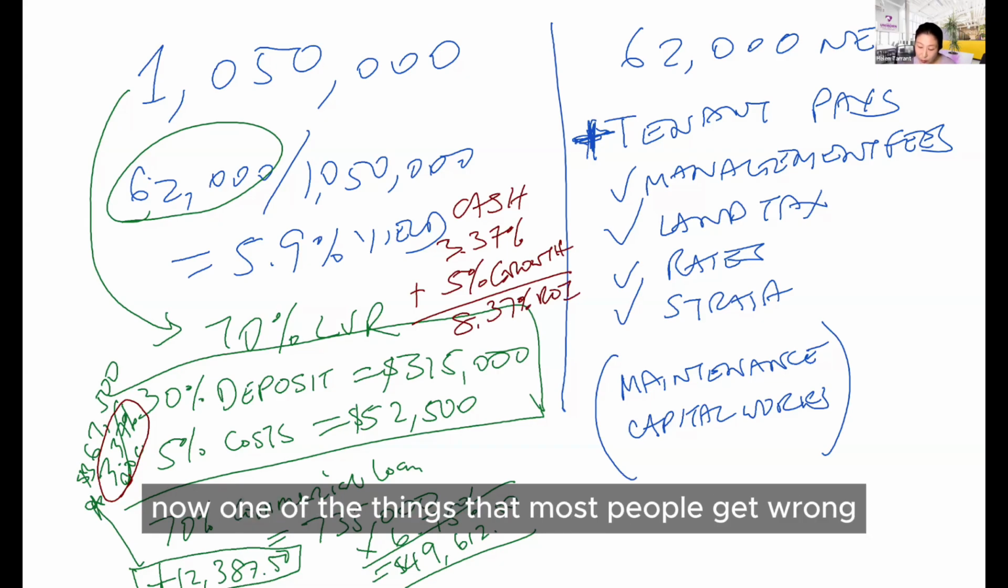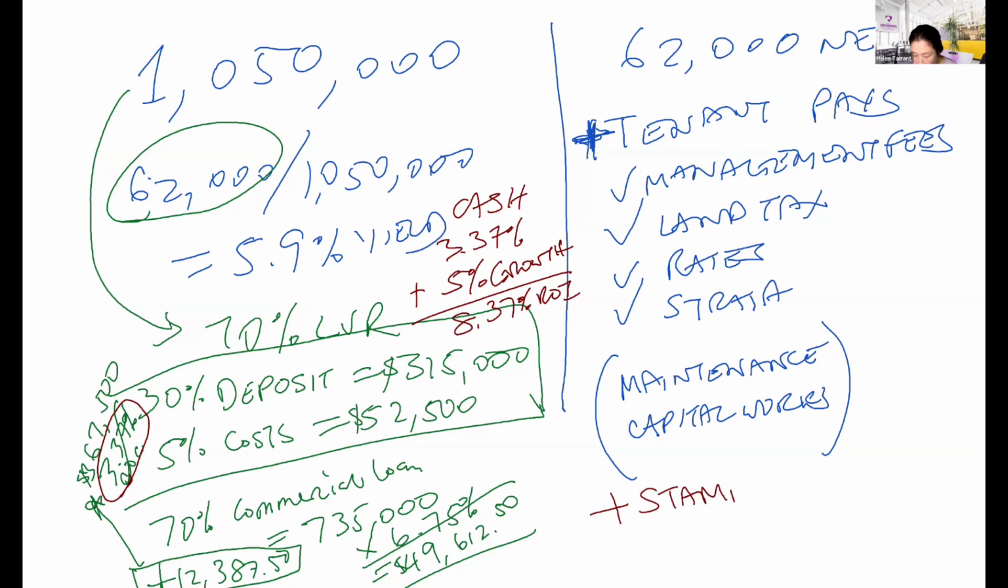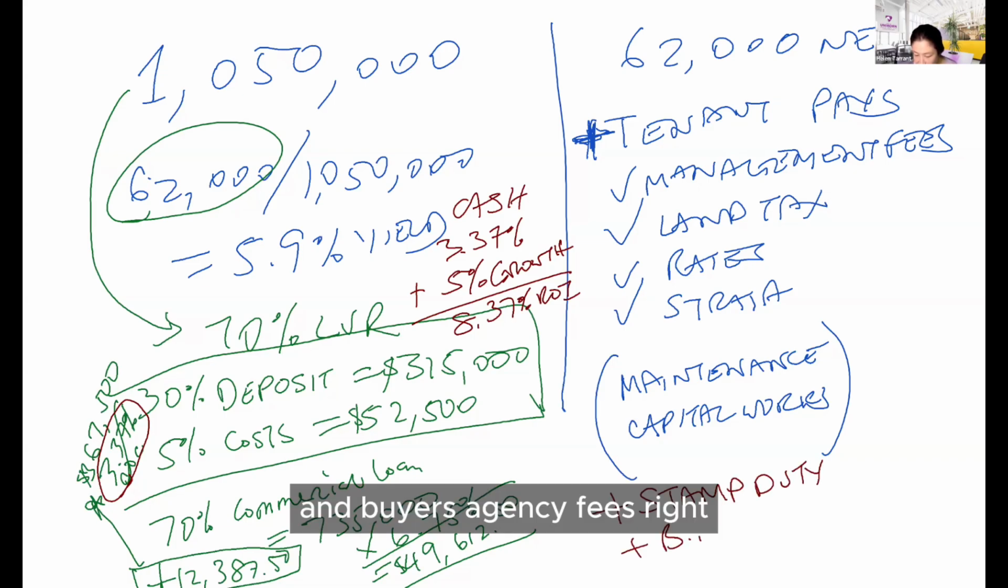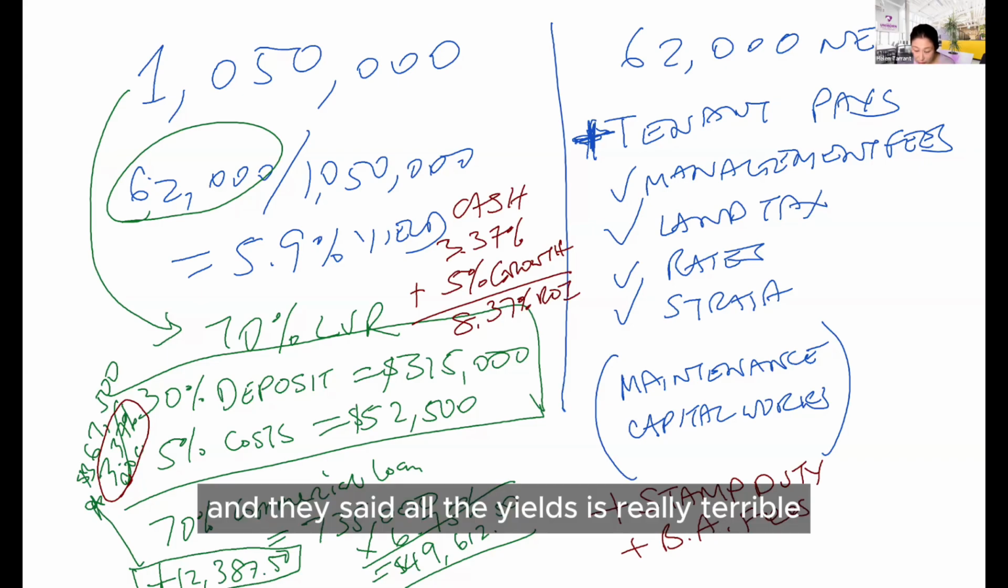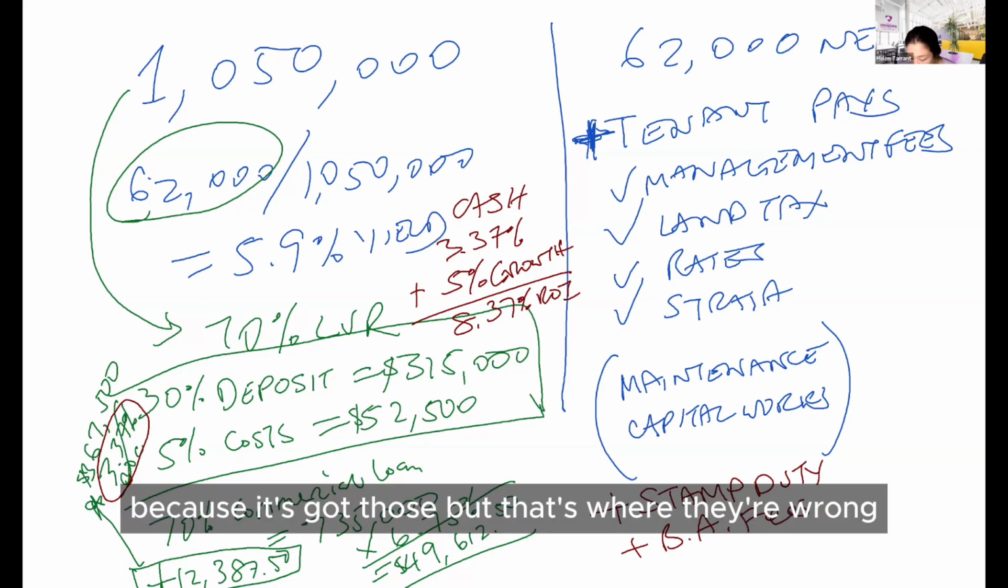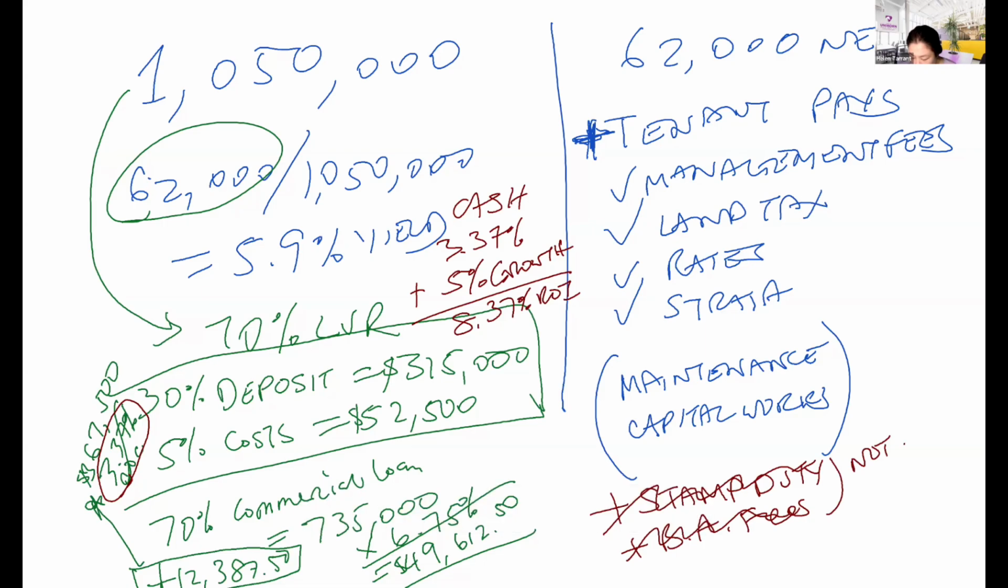Now, one of the things that most people get wrong is that sometimes they add in stamp duty and buyer's agency fees, right? And they say, oh, the yield is really terrible because it's got those. But that's where they're wrong. Buyer's agency fees and stamp duty do not form part of the yield.